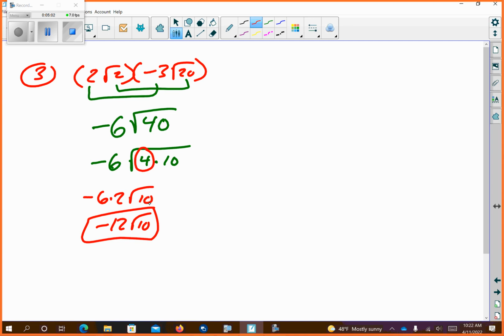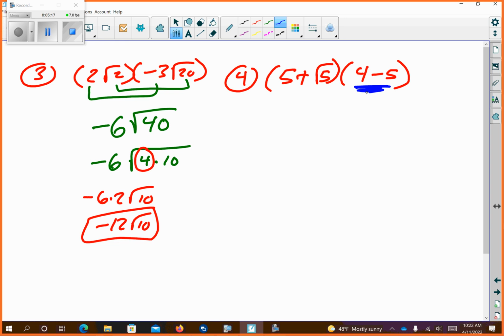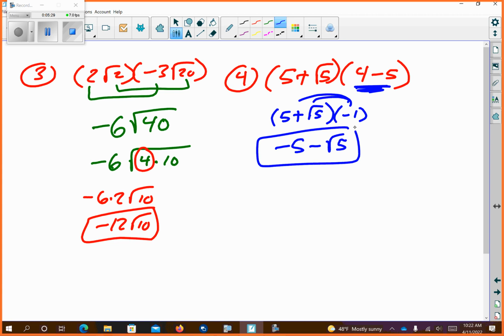Problem number 4. Number 4 kind of caught a lot of people off guard. And you're going to be like, oh, really? That's all? Now, I think we forgot to put a radical sign in there. But what is this right here going to give me? -1, right? And then if I distribute -1 over, I'm going to get -5 minus √5. Okay? A lot of people are trying to FOIL that out, double distribute. But realize if it just comes out nice and neat, yay, life is good.